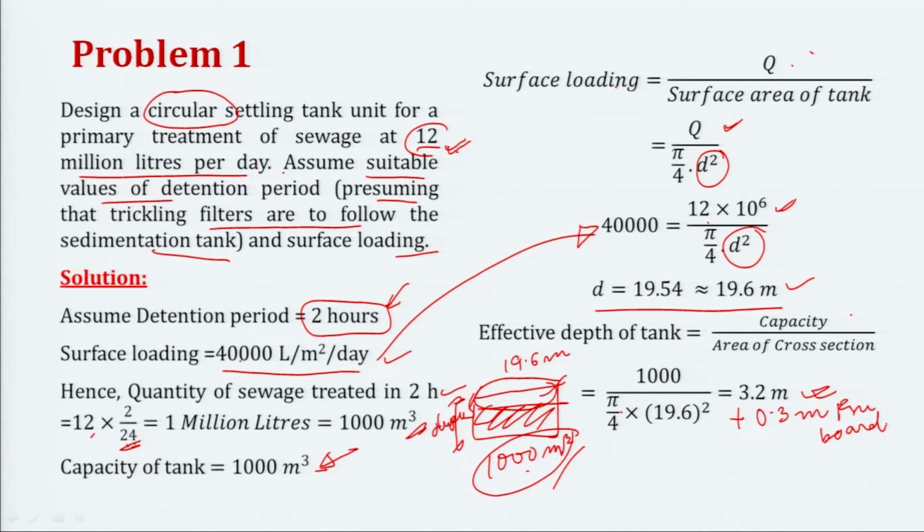So, what you have designed here? The settling tank you have designed is for 19.6 meter diameter and 3.2 plus 0.3 meter depth, right. So, this is the problem.